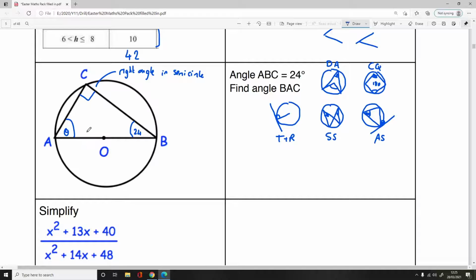Going back to this, we want to find BAC, and that's literally going to be 180, take away 90, take away 24, which would give us 66 degrees.